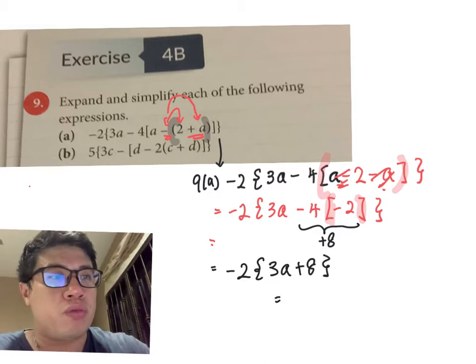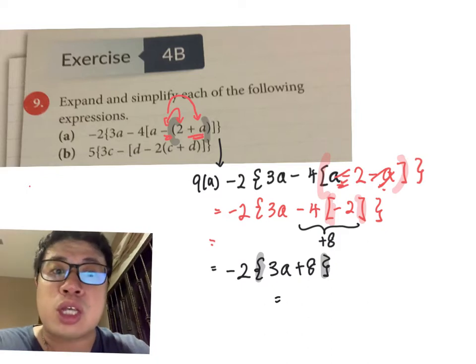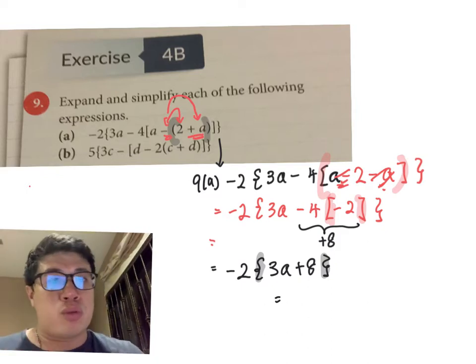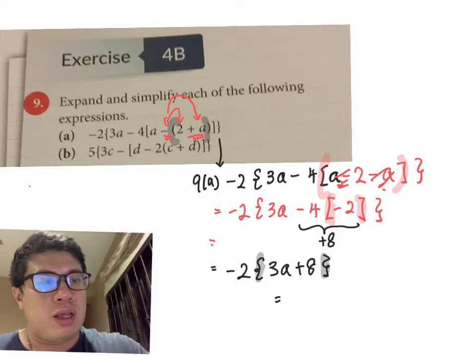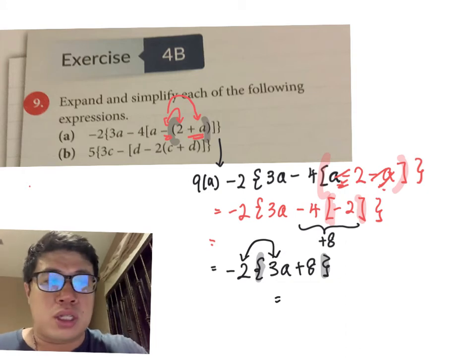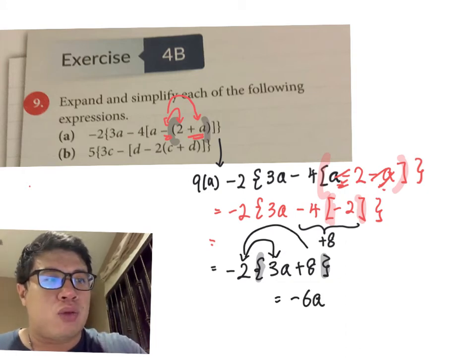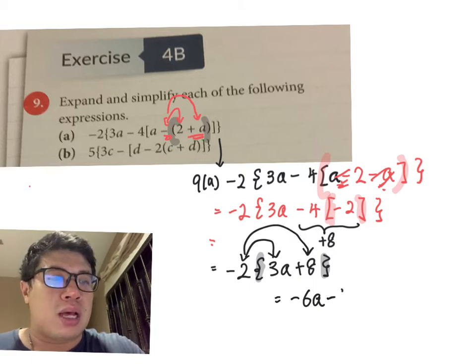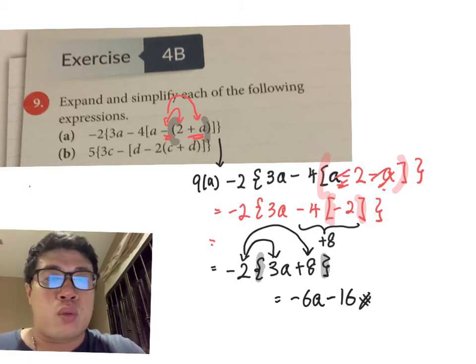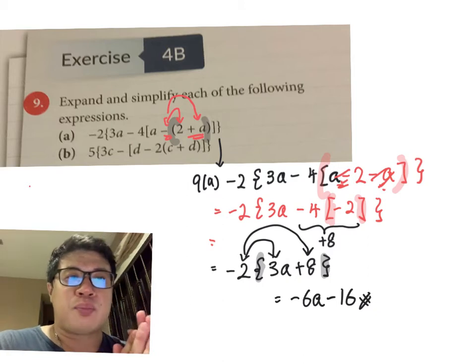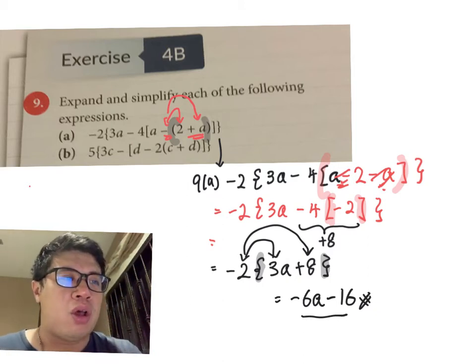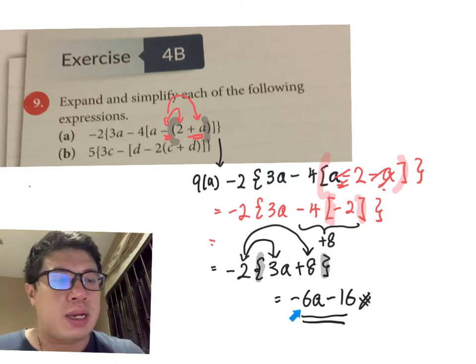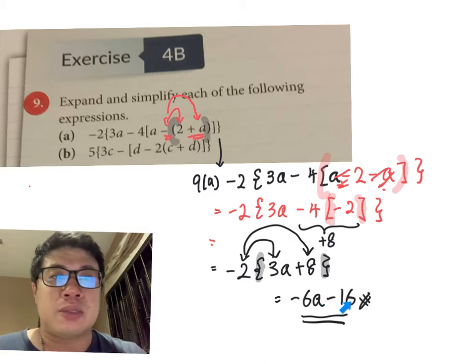I'm also going to remove this as well, because the question says to simplify, and it means that we must remove the brackets if that's to simplify. Negative 2 to positive 3a, that gives us a negative 6a. Negative 2 to positive 8, that gives us a minus 16. And we are done for question 9a. Okay, so the final answer for question 9a is minus 6a minus 16.